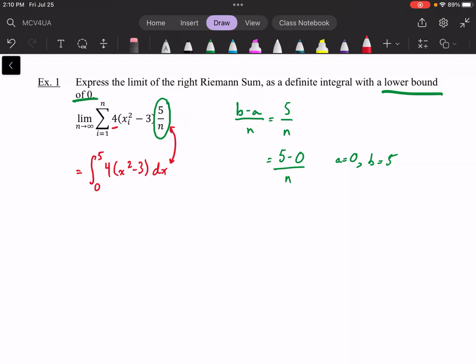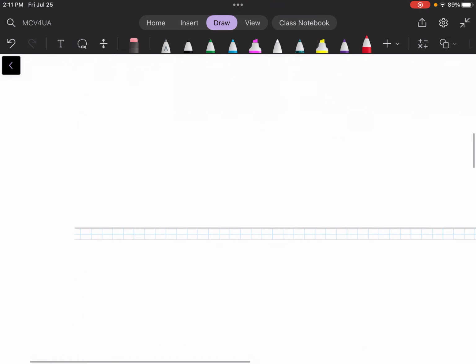Now if you want, you can change that so that you bring out the 4, because that's just a constant. It's not going to change the function. And you can write it like this: 4 times the integral from 0 to 5 of the function x squared minus 3 with respect to x. Okay, so let's take a look at our next example then.